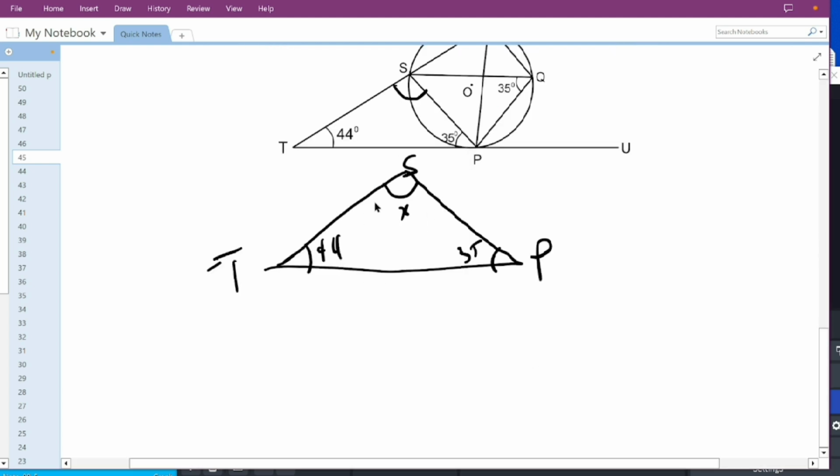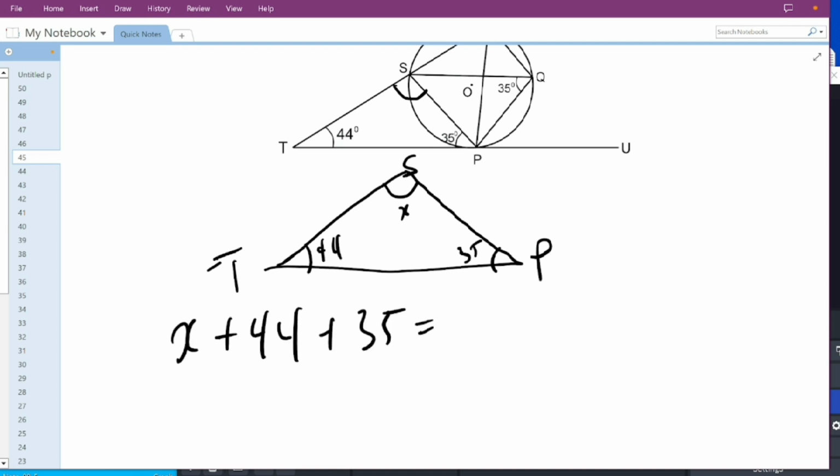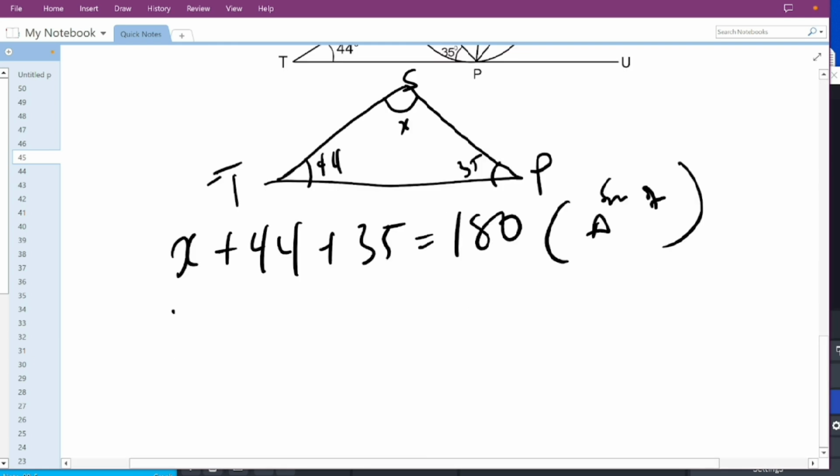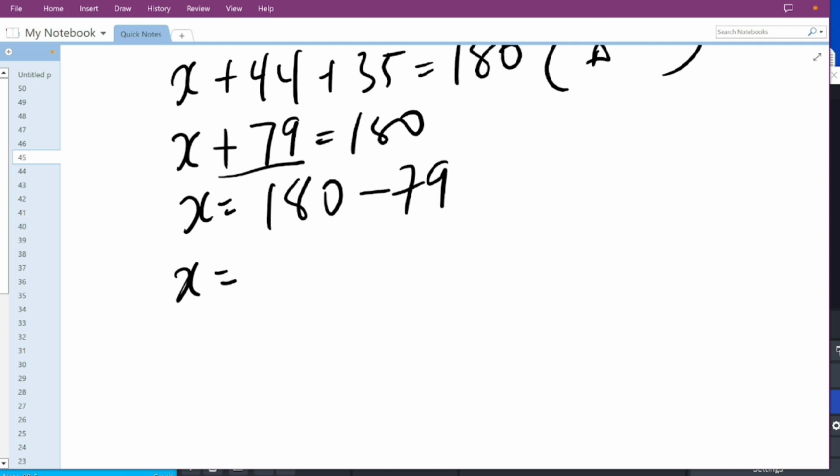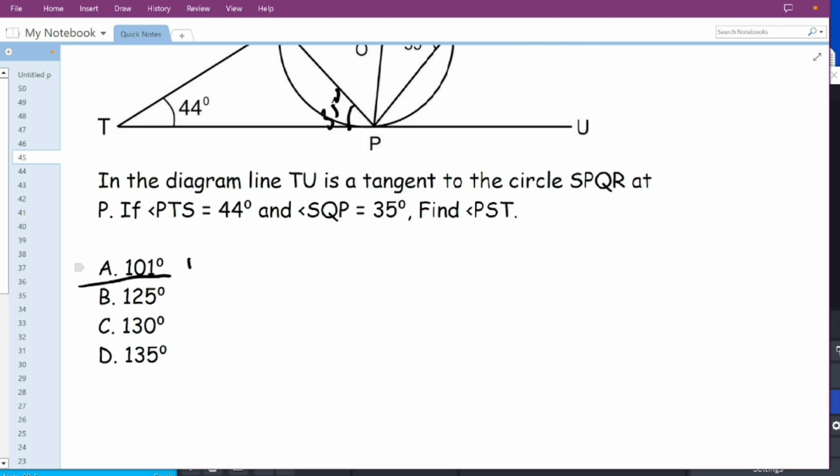Now this is a triangle, and the sum of angles in a triangle is 180. So we have X plus 44 plus 35 equals 180. That's the sum of angles in a triangle. X plus 44 plus 35 gives 79, so X plus 79 equals 180. X equals 180 minus 79, which gives us 101. Our answer is therefore A, 101 degrees.